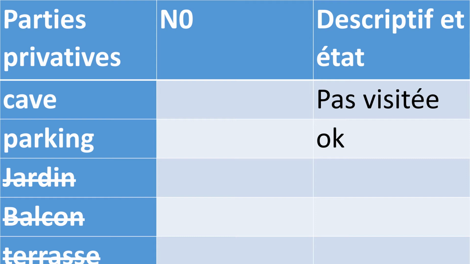So for example, the cellar was not visited. The person didn't want to go to the cellar, and I can understand because it's very dark in there, and probably the person didn't want to use the cellar. So it was written pas visité. Okay? Parking. Okay, they look at the car park. Yes, they have one. They put okay. And nothing for the rest. It was crossed out because the jardin, balcon, and terrace are not in the property. Okay, it's not part of the property that the person was going to rent.